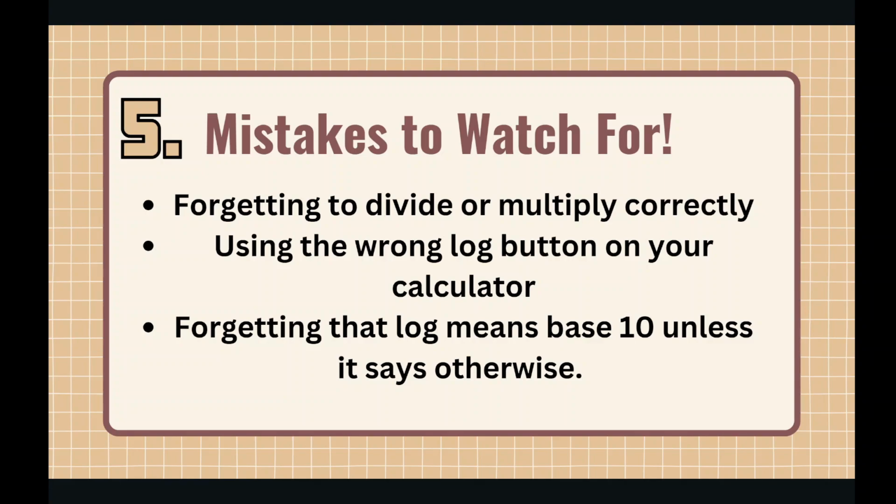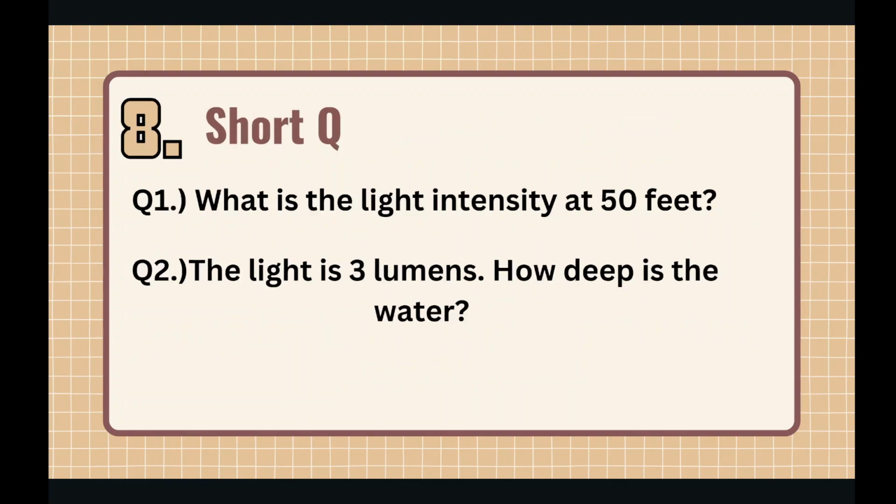Forgetting that log means base 10 unless it says otherwise might happen, but you just have to make sure that if there is a base given under the log, then you use that. Otherwise, it's always 10. So these are the two questions, the short quiz. Almost the same as we practiced: what is the light intensity at 50 feet? And if the light is 3 lumens, how deep is the water?